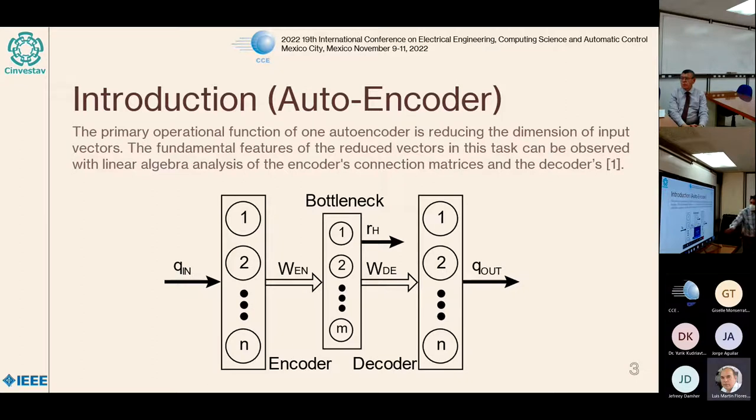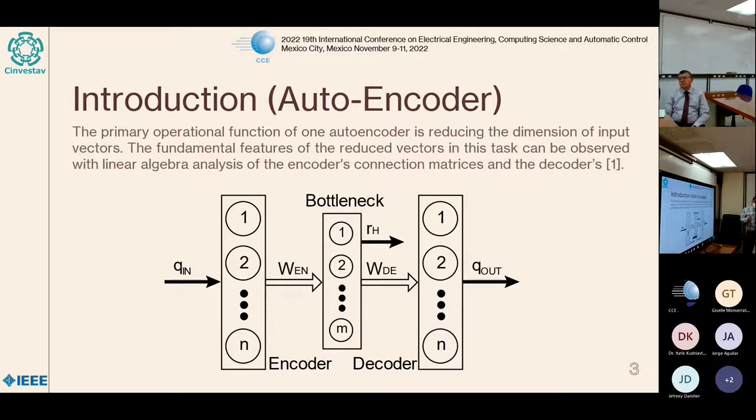Pay attention to the middle layer, called the bottleneck. This bottleneck is a shorter version of the input vector. The question is, how can I ensure that the compressed vector in the middle is the correct compression? The answer is, if I can reconstruct the vector in the output and the output is similar to the input, this is a good compression.